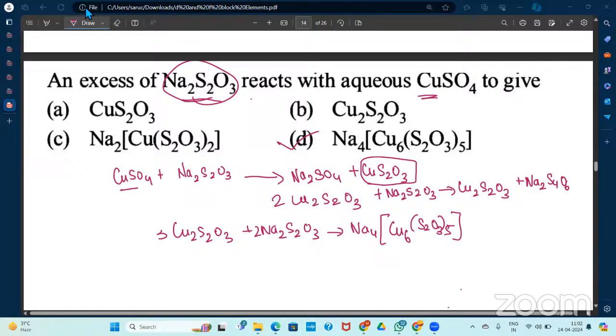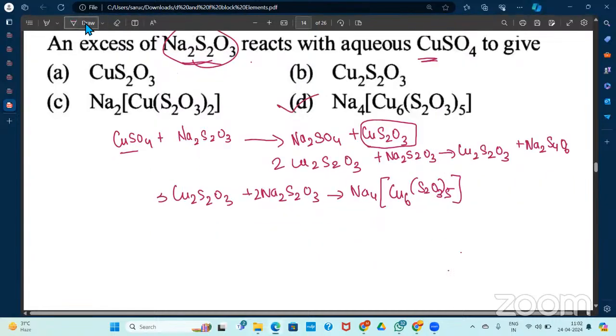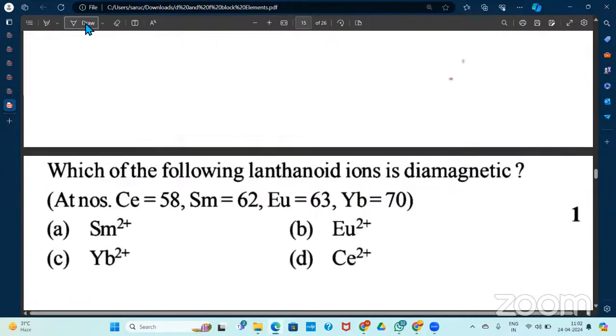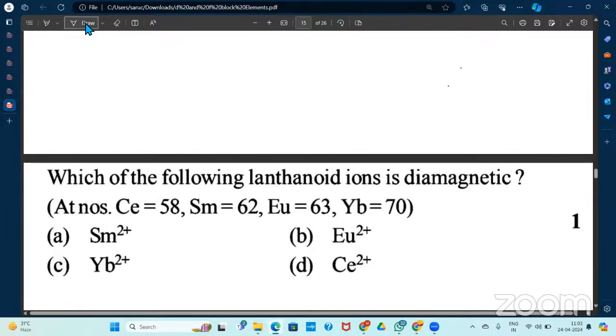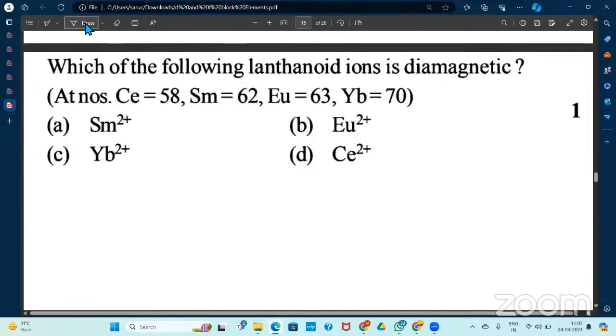Okay, fine. Thank you. So moving to the next question. Clear with this question, everyone? Yes, ma'am. Okay, so moving to the next question. The following lanthanoid ion is diamagnetic in nature. They have given you the atomic numbers for four atoms. So you have to find out which is diamagnetic in nature. You can do it by writing the configuration. So what would be your answer?